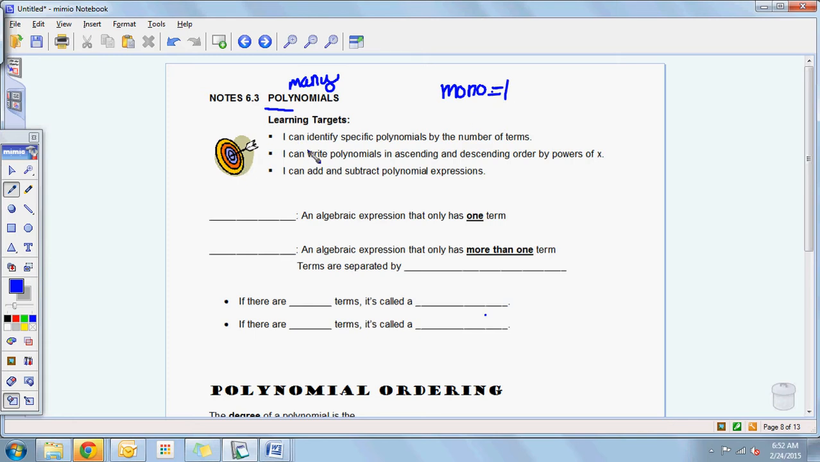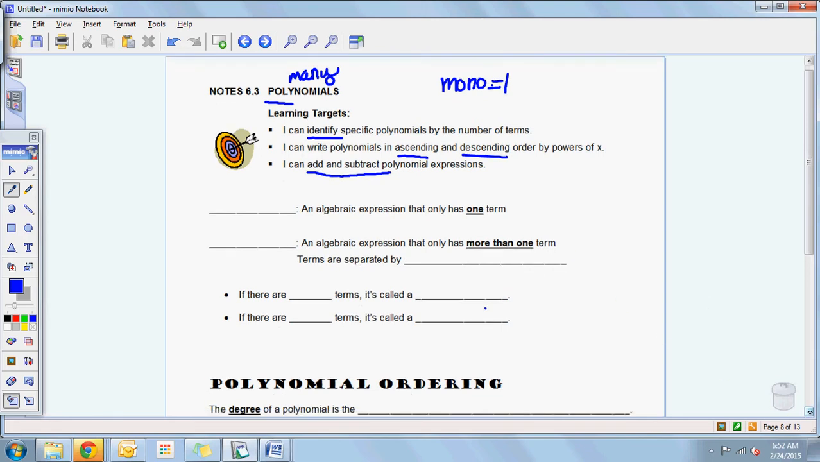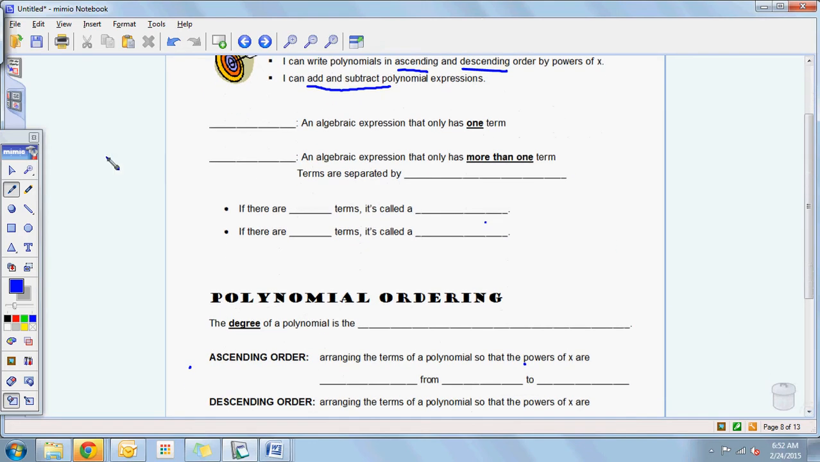So we have 3 different learning targets today. The first one, you're going to be able to identify different polynomials, which we're going to get in this very short, quick first section. Then you're going to be able to write polynomials in ascending and descending order. And you're going to be able to add and subtract polynomials. So first things first, we're going to identify different polynomials. So we need to know what the heck different polynomials are.